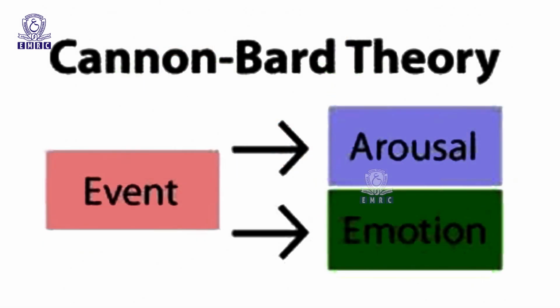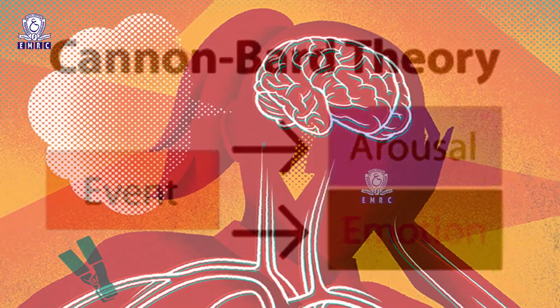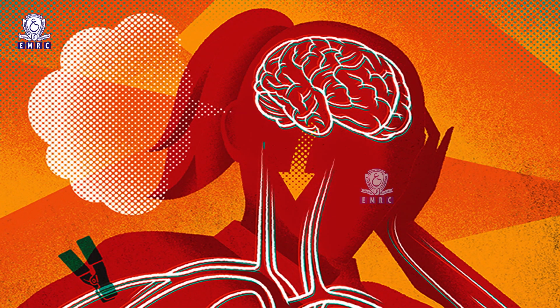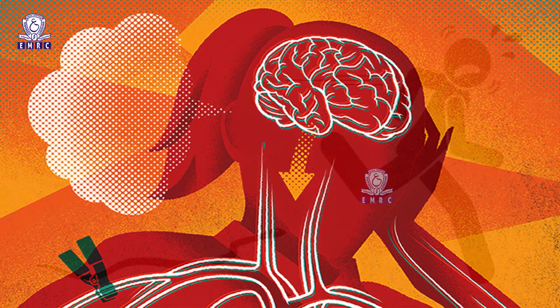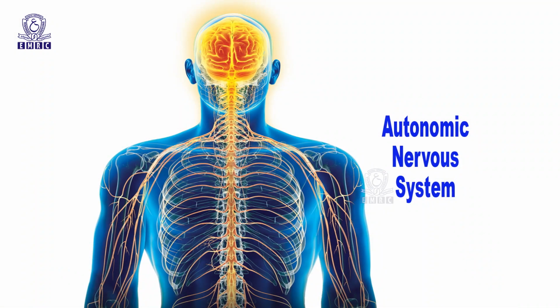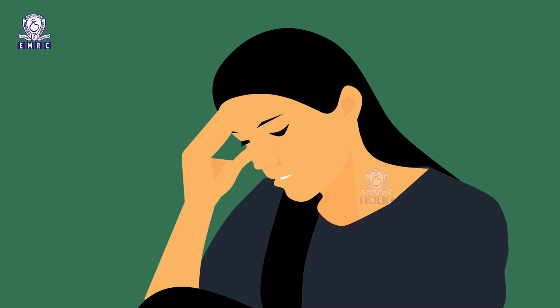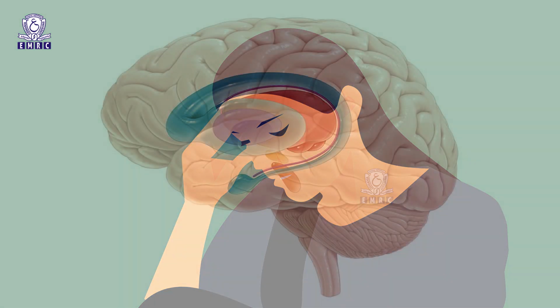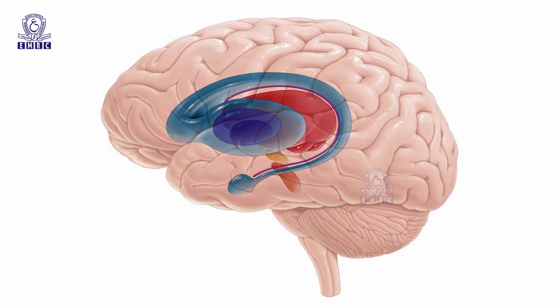And this Cannon-Bard theory argues that physiological arousal and emotional experience occur simultaneously yet independently. According to this theory, when you see a venomous snake, you feel fear at exactly the same time that your autonomic nervous system responds. And according to this theory, emotional expression results from activation of the subcortical centers of the brain.